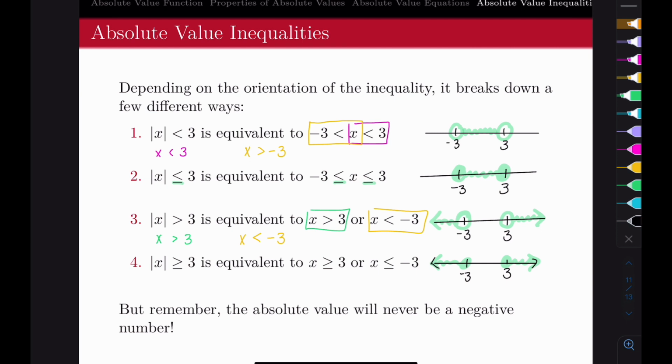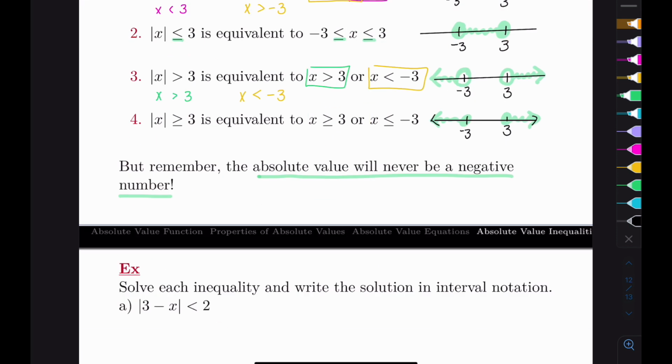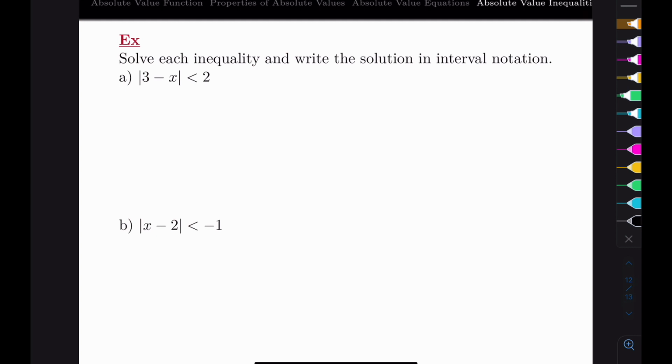Okay? But in the same way we had issues with our equations, you've got to first pay attention to the expression that's given to you. The absolute value will never be a negative number. So if I'm trying to say the absolute value is less than a negative value, it is not going to happen. Okay? So let's try a couple examples.